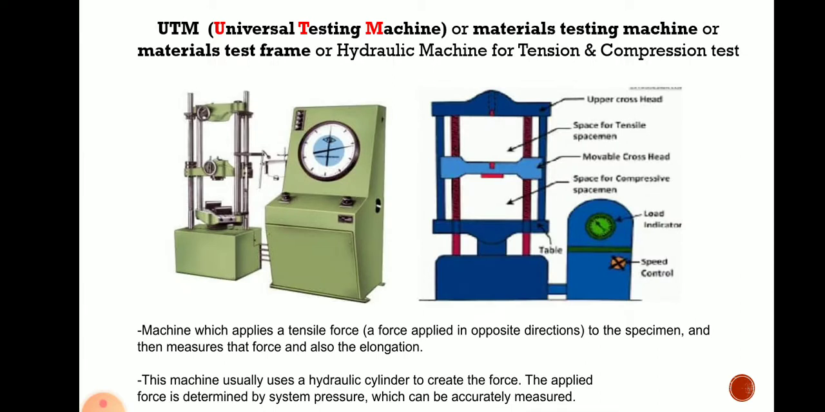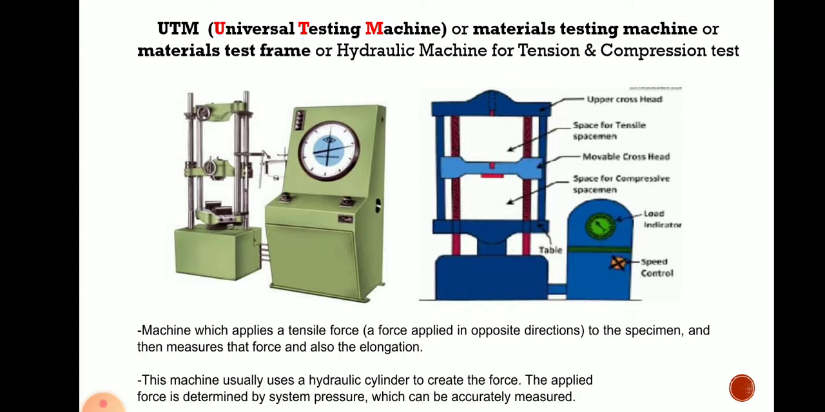All of you might know this stress and strain. Now for performing the tensile test on the metal, you require the UTM machine, that is nothing but a universal testing machine. That machine is also called a material testing machine or material test frame, or a hydraulic machine for tension and compression test. All the names are for one machine, that is UTM, universal testing machine. The name itself says that on the same machine we can perform the tension and compression test.